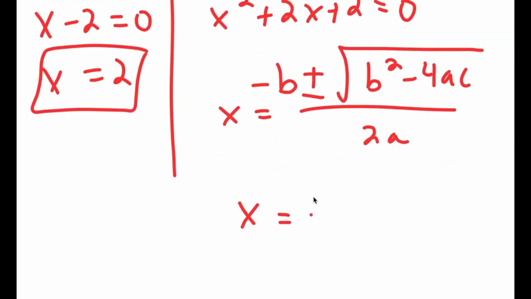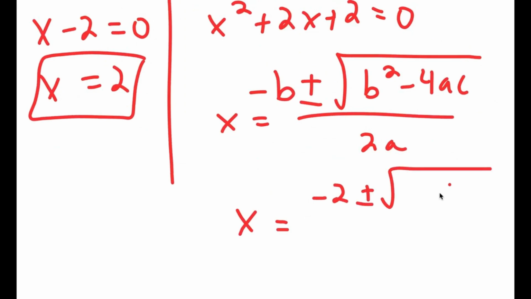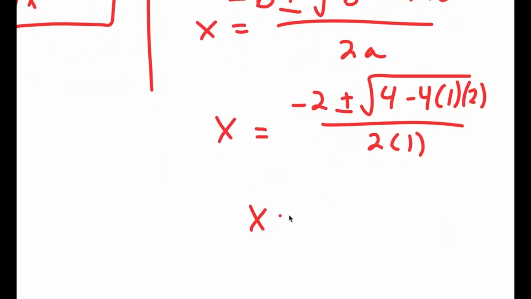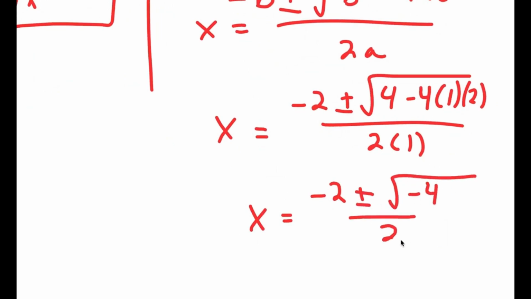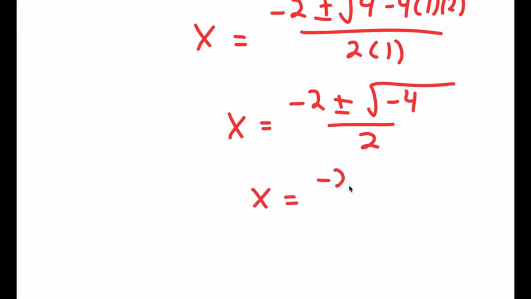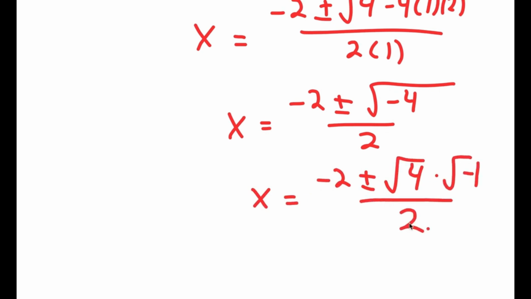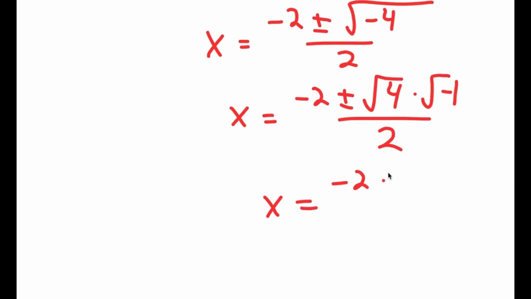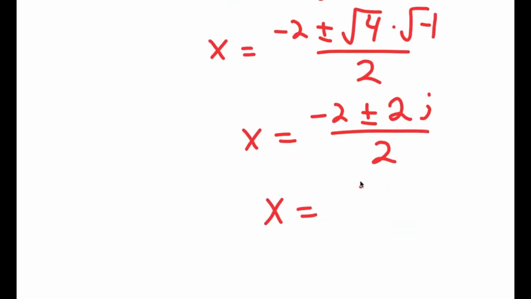So I get x is equal to negative 2 plus or minus the square root of 2 squared, which is 4, minus 4 times a, which is 1, times c, which is 2, all over 2a, so 2 times 1. And now this is equal to negative 2 plus or minus the square root of 4 minus 4 times 2, which is negative 4, over 2, which is equal to negative 2 plus or minus the square root of 4 times negative 1 over 2, which is equal to negative 2 plus or minus 2i. Square root of negative 1 is the same thing as i, over 2, which is the same thing as negative 1 plus or minus i.